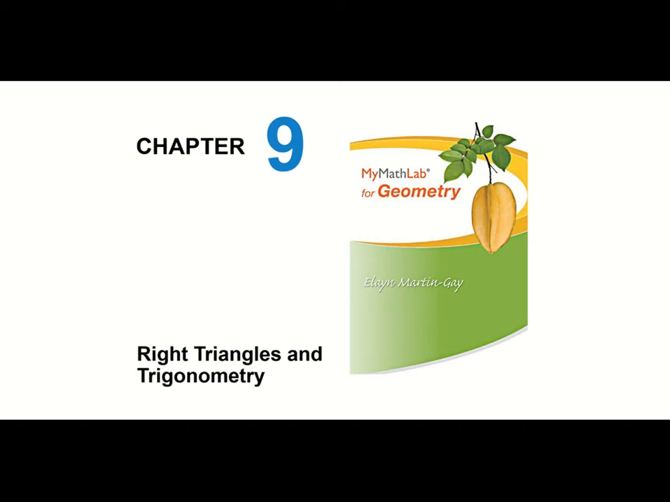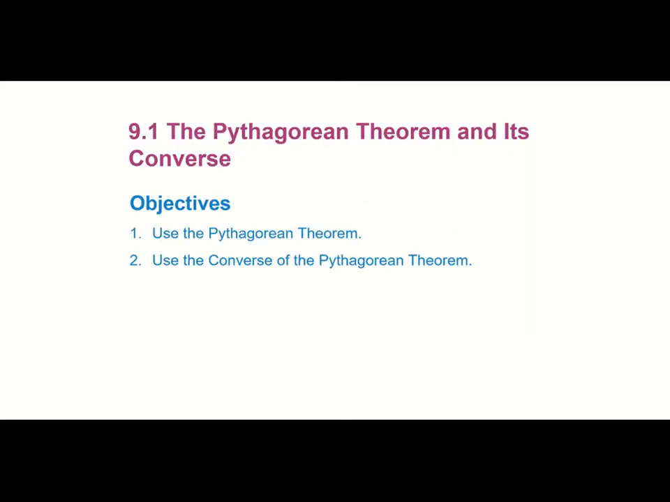Alright guys, this is the beginning of Chapter 9. In Chapter 9, we're only going to cover two sections, 9.1 and 9.2. And we're going to look at right triangles. In 9.1, we're going to cover the Pythagorean Theorem and also look at its converse.